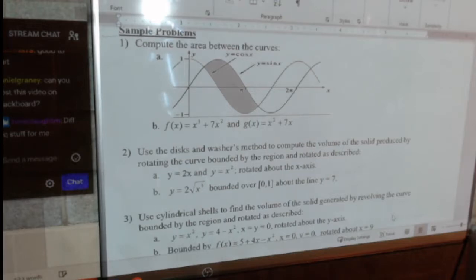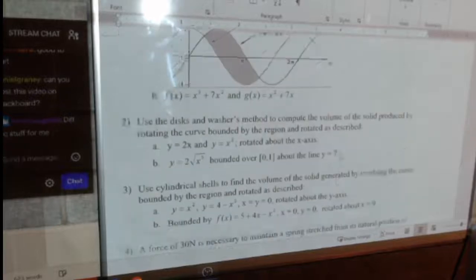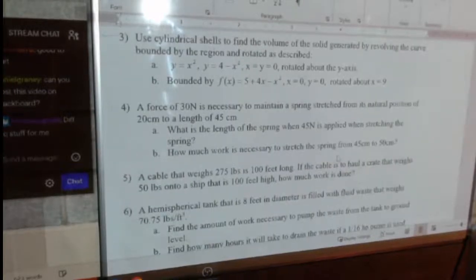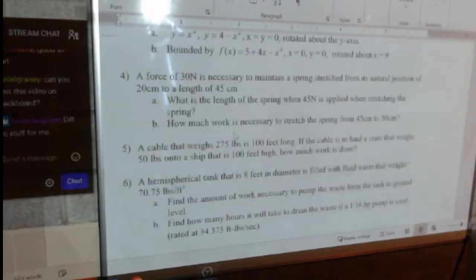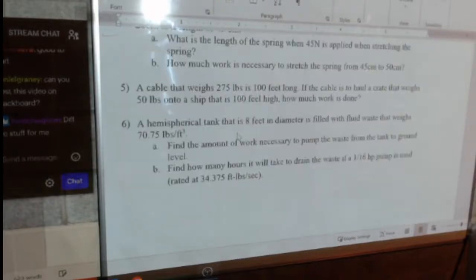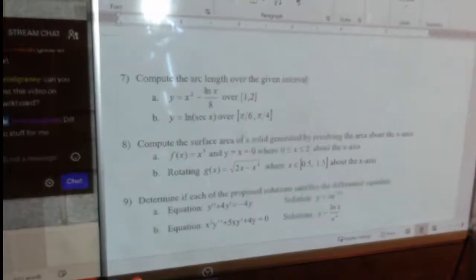Okay, Tom, I see you want me to do a differential equation. We can certainly start there. Let me just go over the rest of the material really quick. There's also work problems, so springs, leaky buckets, tanks that are being emptied. Arc length is one I forgot, so yeah, we have arc length and surface area.